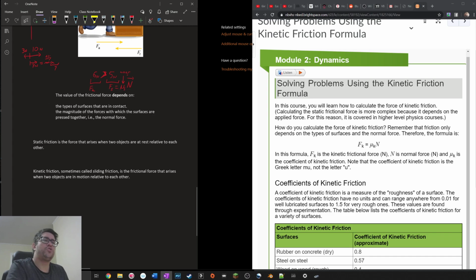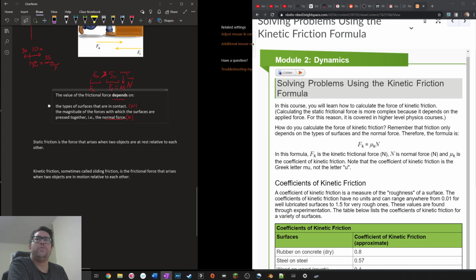So mu k is a coefficient that is given to you. And the coefficient has to do with what again? It depends on the types of surface and the magnitude of the normal force, or n. So the normal force n, and the types of surface. And the types of surface will create a coefficient, mu. We can calculate the coefficient. It has to do with surfaces.